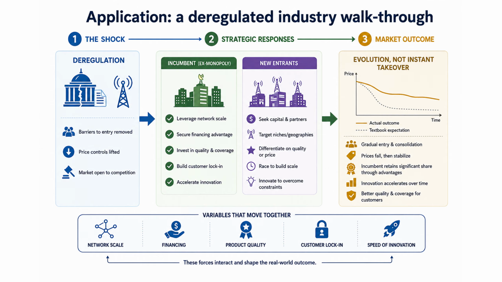Consider a hypothetical telecom industry that has just been deregulated. A textbook model would expect many new firms to enter, prices to fall, and the old monopoly to quickly lose control. But once we apply the logic from this lecture, the picture changes. Several variables move together at the same time: network scale, financing, product quality, customer lock-in, and the speed of innovation. Proving the supply curve tells us why the industry cannot be reduced to one simple adjustment. Real-world cost structure and pricing in theory, perfect competition, oligopoly, monopoly, explain why small changes can snowball when several variables feed back on one another.